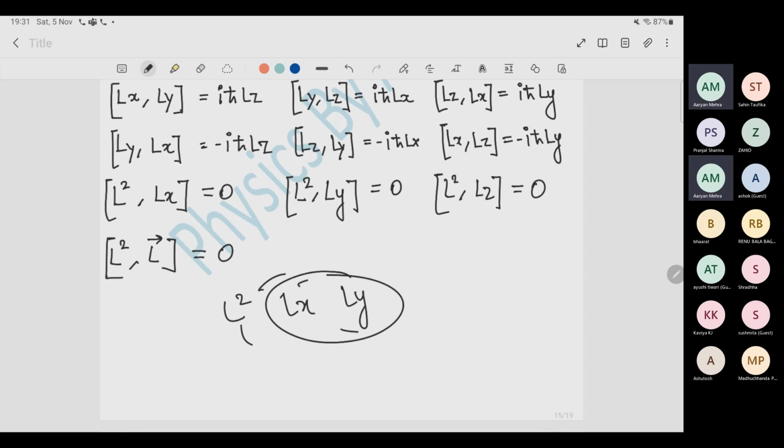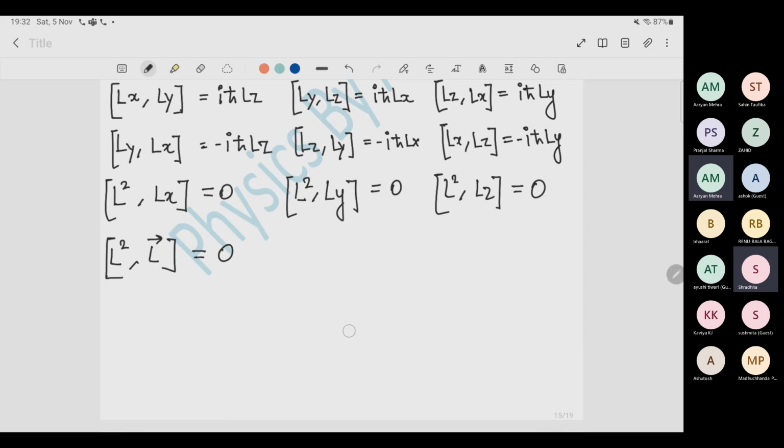You understand? Got an idea? Yes, sir. Sir, then how are we able to measure L square and L, meaning Lx, Ly, Lz? They form L as Lx i cap, Ly j cap, Lz k cap. Then L square and L we are able to measure together, so we should be able to measure Lx and Ly as well.